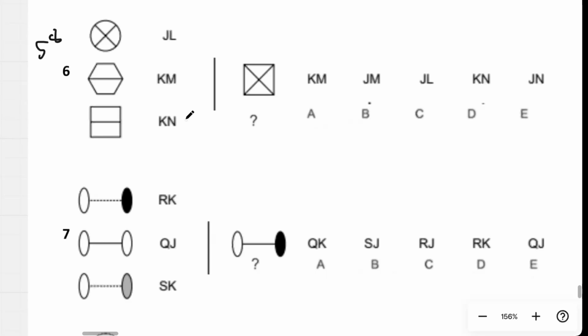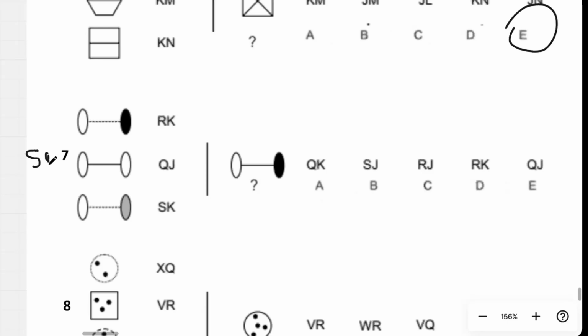L, M, N are all different, so that's probably going to be towards a shape, but let's confirm. K and K are horizontal, so it's going to be J, which are with N, which is square. So we are going to get E for 58. And then question number 59 over here, 60.